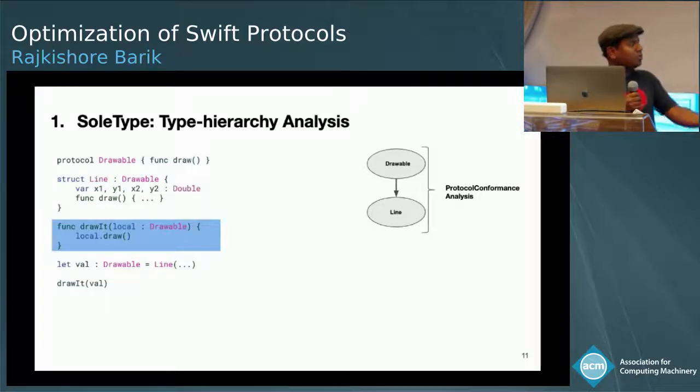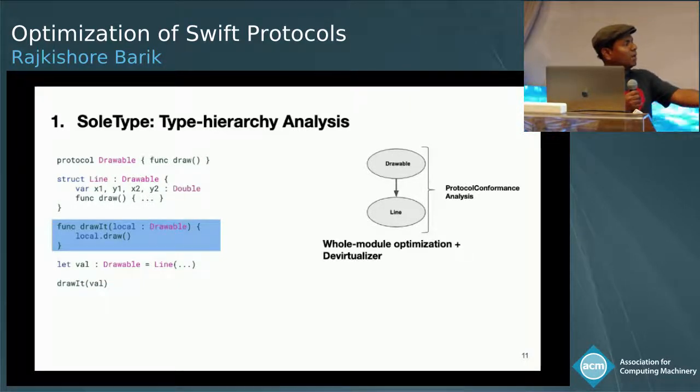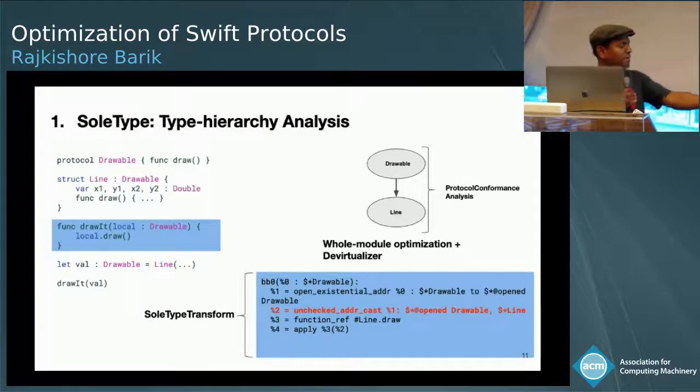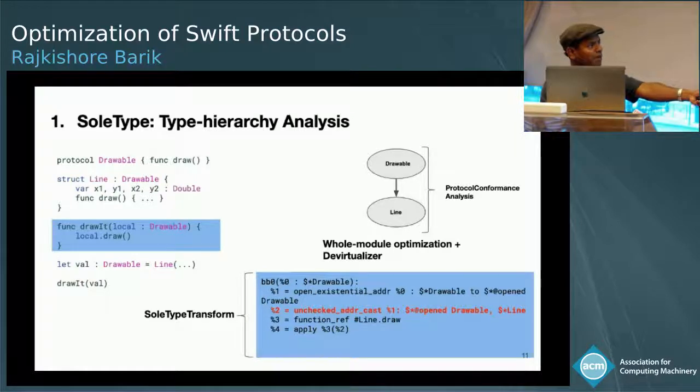And hence you can do a whole module optimization, where Swift looks at the entire module, and then the devirtualizer. The way you do it is by inserting a cast. Once you open the existential address, you insert an unconditional address cast to cast that this argument coming into the function is actually a Line object.